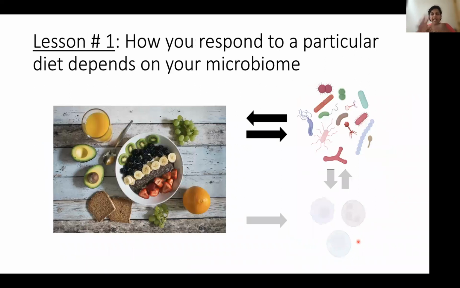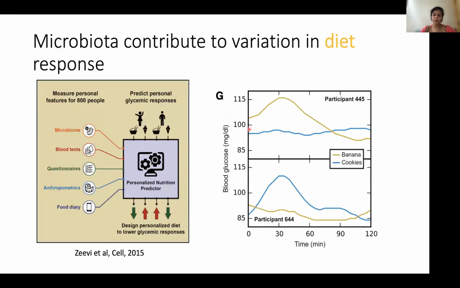And so with that kind of background, one of the key lessons that I want to share in this patient education series is to emphasize that how you respond to a particular diet depends on your microbiome, right? So our diet can shape the microbiome, but because the community of microbes is different in each one of us, and they harness energy and nutrients in different ways, this interaction is unique in each one of us. And I'll show you that using two different kinds of studies, one in humans, which I'm showing you on this slide, where they suggest that microbes contribute to variation in diet response. So how we respond to a diet really depends on our microbiome. That's the bottom line there.